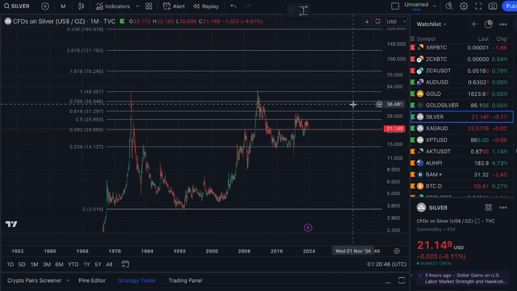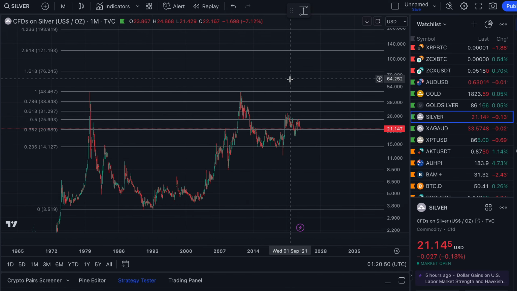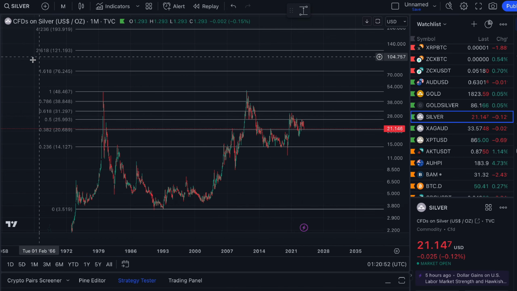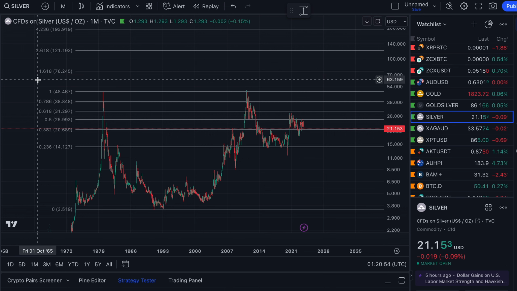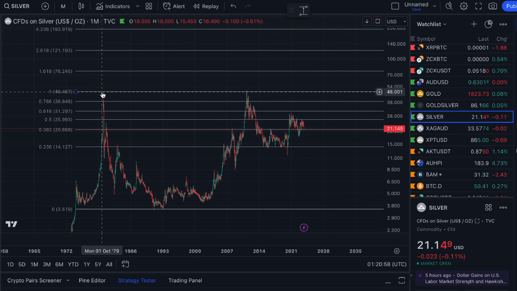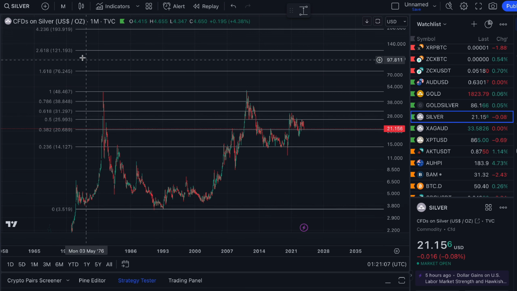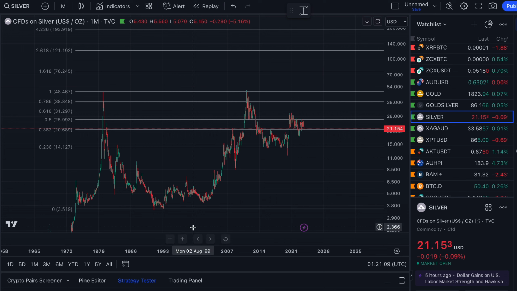The big one here, and the one that a lot of people do consider to be a predictive level, is the 1.618 Fibonacci level, the extension of the old high wherever you put it in. I've put it in again, 1980 to 1993, $50 to $3.50, and the 1.618 Fibonacci level from that high and that low is at $76.